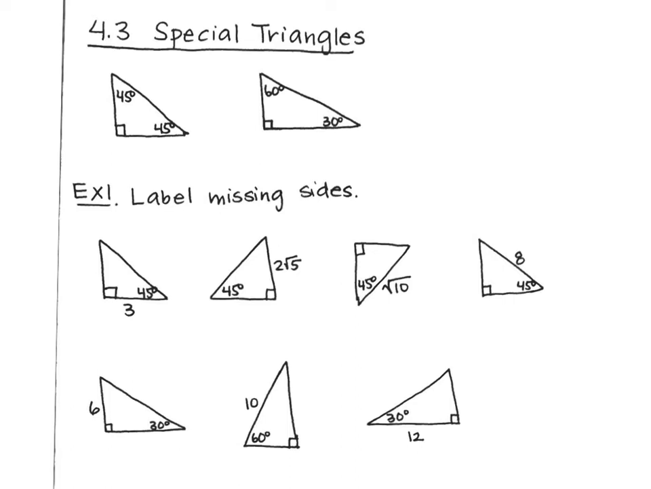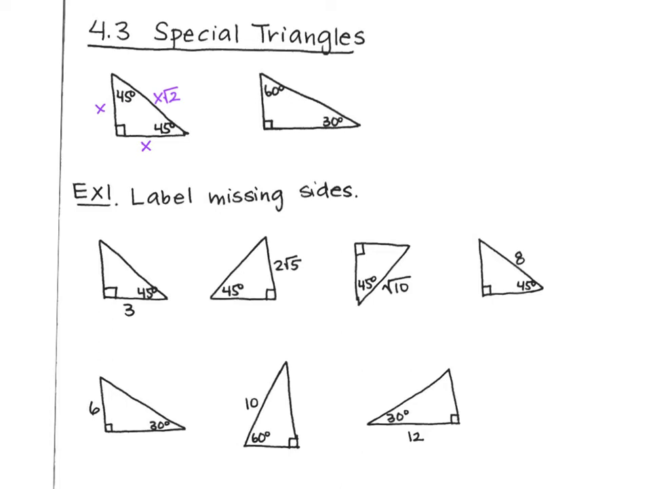Okay, the 45-45-90 is an isosceles triangle. So the two legs are congruent to each other. So let's call this x and x. If I did the Pythagorean theorem, x squared plus x squared equals c squared, so c squared equals 2x squared, and if I square rooted it, I would end up with the hypotenuse being x root 2, where x is the length of the leg.